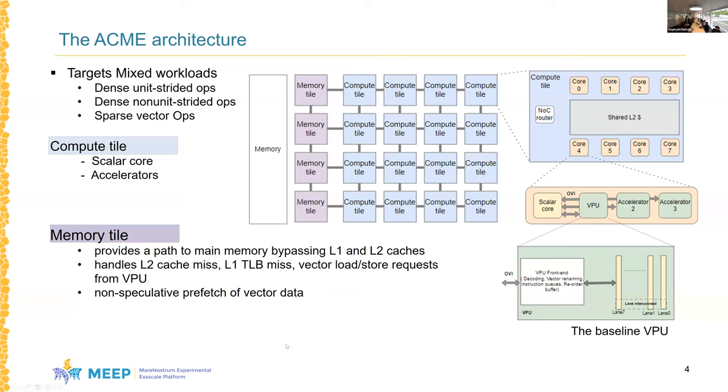Also, the memory tile can non-speculatively prefetch vector data. For example, there is a requested vector length, which is the application vector length from the application. The accelerator will know that, although there is a granted vector length which is less than that, there are still other elements going to be requested later. So it can prefetch the data, which could happen to be in the same row of the DRAM, and keep it with you. Then when the next request appears, you can provide it with lower latency.